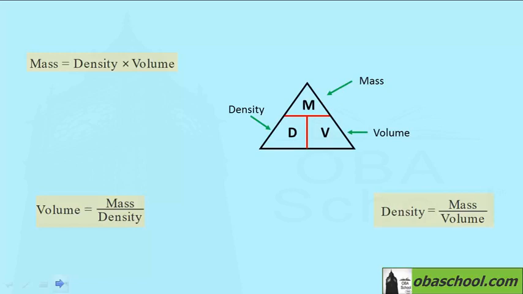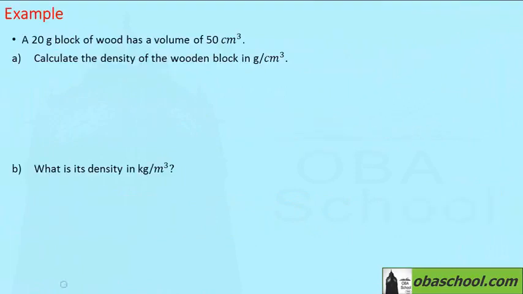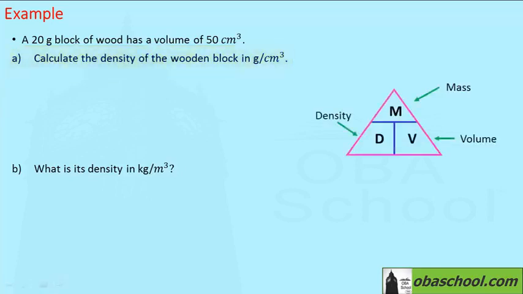Let's go over the following example to better understand how do we approach a problem involving density, mass, and volume. A 20 grams block of wood has a volume of 50 cubic centimeters. 20 grams of wood means that the mass of the object is equal to 20 grams, and the volume is given to be 50 cubic centimeters. Part A asks us to calculate the density of the wooden block in grams per cubic centimeter. Let's recall the formula triangle that we should memorize. Then density is equal to mass divided by volume.